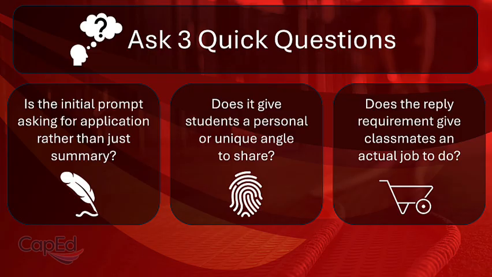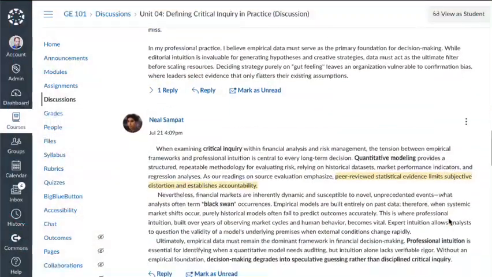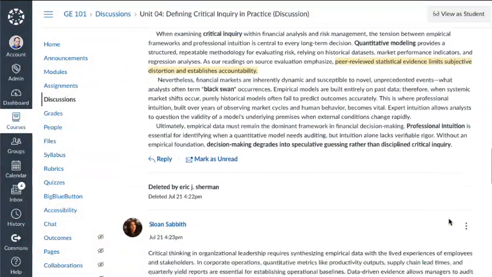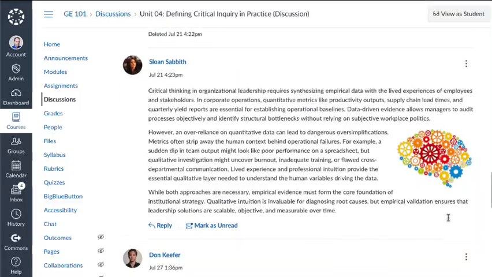When your core question generates unique perspectives and your reply prompt gives students a clear job, the discussion board transforms from a compliance task into a genuine learning space.